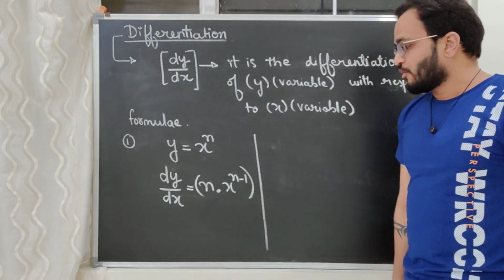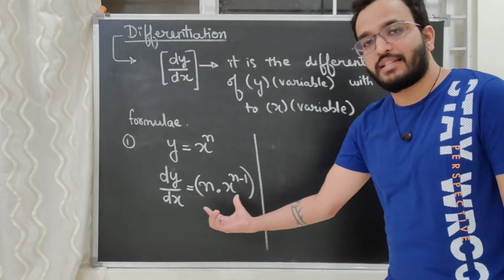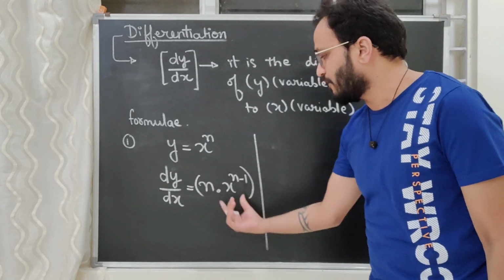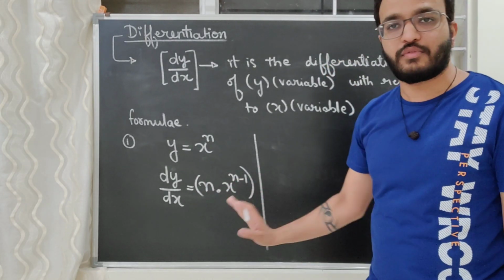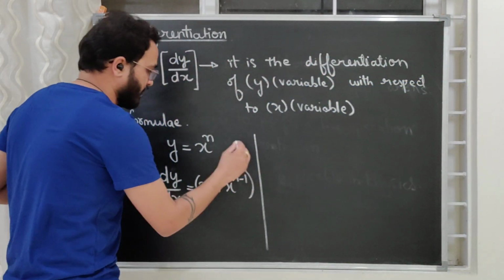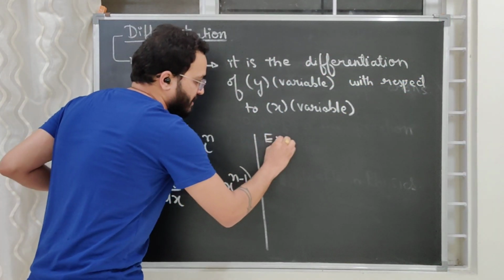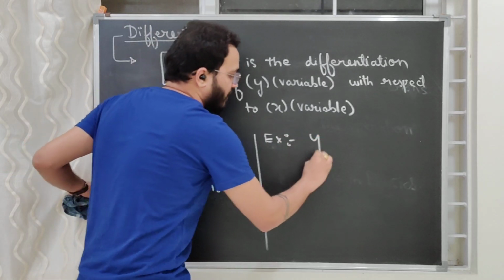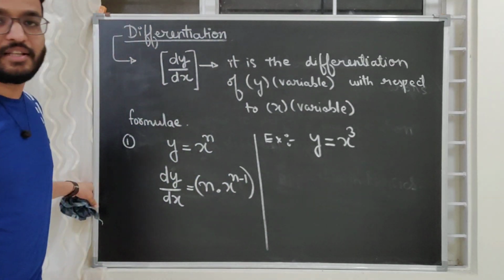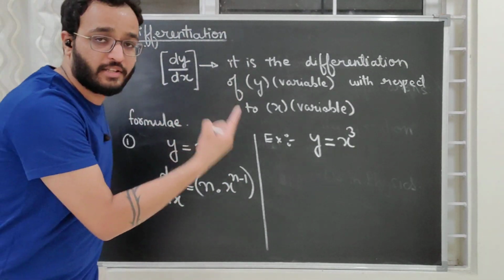Now you will say, sir, okay, fine, we don't understand this exactly right now, but at least we can say that yes, this is a formula and we can learn it, right? You can learn this formula. Now I will tell you how to use this formula. Now look here. Let me take a simple example. Suppose y is equal to x to the power 3. So it's a cubic function of y depending upon x.